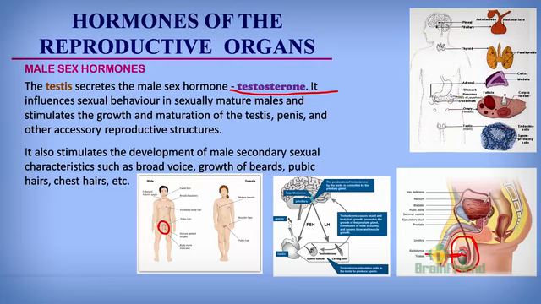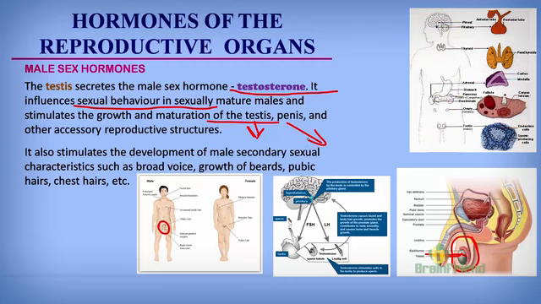Testosterone, the name follows the organ testis, helps to stimulate or influence sexual behavior in sexually mature males. It helps to promote sexual mood or sexual urge in males. Testosterone also stimulates the development and the growth of reproductive organs such as the testis itself. So as soon as testosterone begins to be secreted in the body, it goes down to the testis to stimulate or promote the further development of the testis. It stimulates the development of the penis, and it also stimulates development of other accessory reproductive organs.